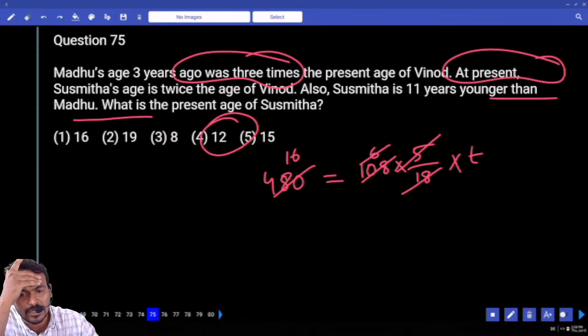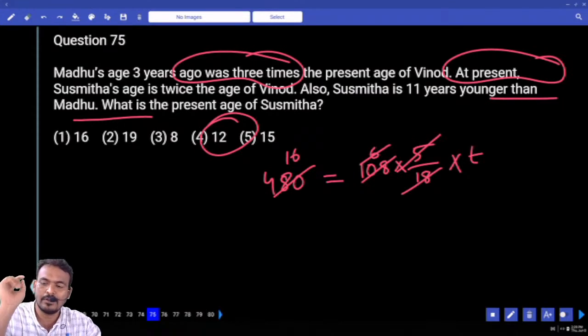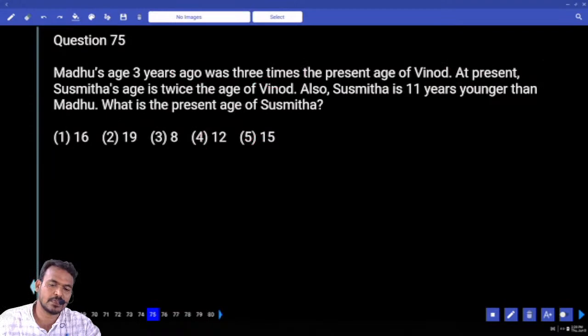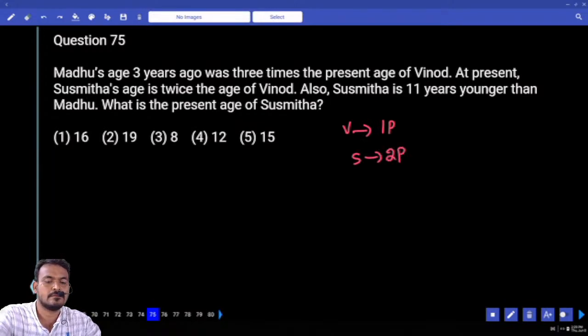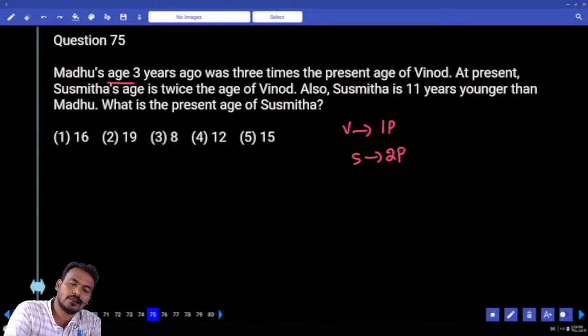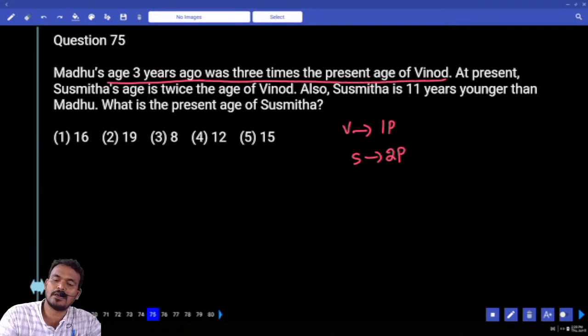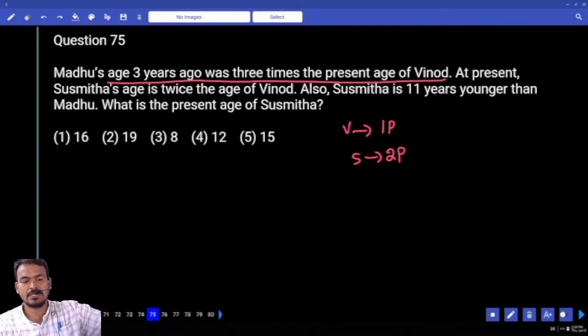Next question number 75. Madhu's age 3 years ago was 3 times the present age of Vinod. At present Sushmita's age is twice the age of Vinod. Suppose we consider Vinod's present age as one part, then Sushmita is how many parts? 2 parts or not? Yes or no? Sushmita is twice of whom? Vinod. Vinod is one part, so Sushmita will be 2 parts. Madhu's age 3 years ago was 3 times the present age of Vinod. Means 3 years back Madhu's value equals Vinod's 3 times value or not?